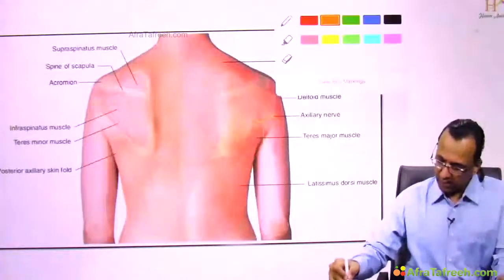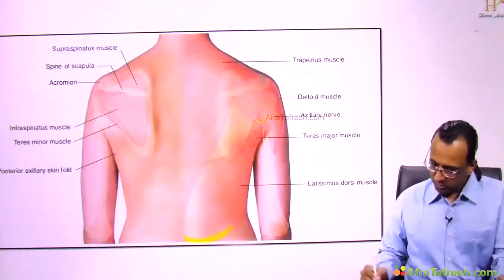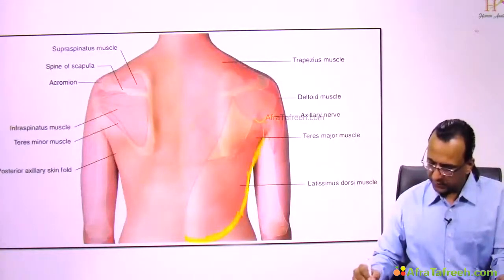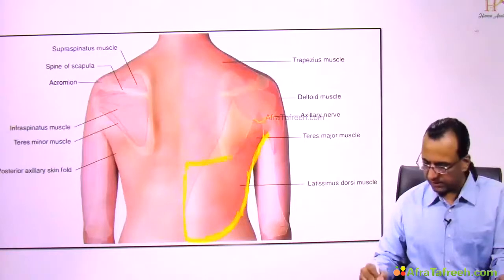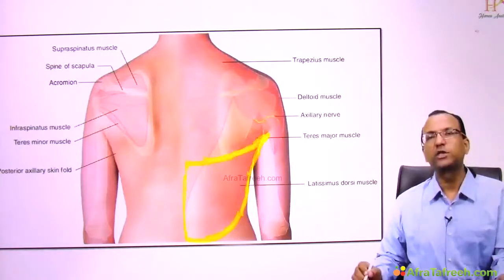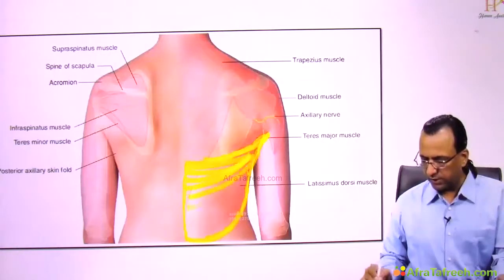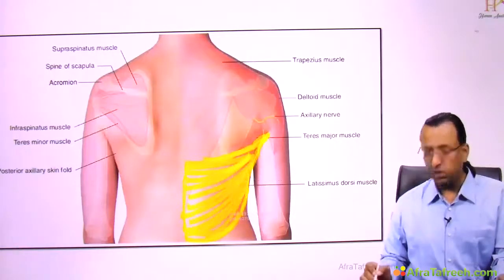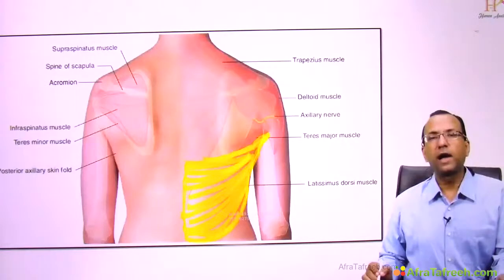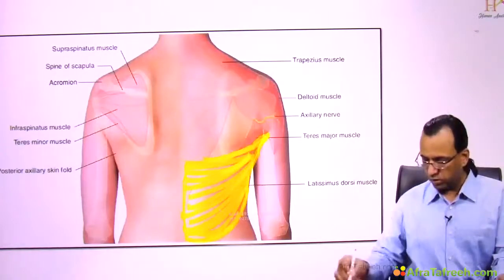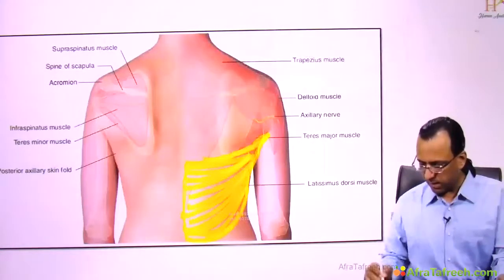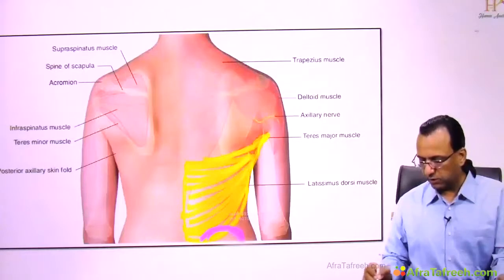So you are talking about the muscle of the lower back now. Yes, this is the muscle of the lower back, called latissimus dorsi, and it is going to insert on the humerus bone. So where is it originating from? From the lower vertebra and the hip bone, the iliac crest of the hip bone.